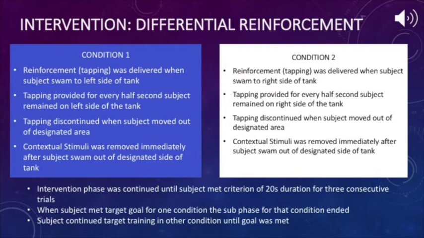During Condition 1, when the fish entered the left side of the tank, tapping was provided to the tank. Tapping was provided for every half second that the subject remained in the designated side of the tank. When the fish crossed over to the right side of the tank, no tapping was provided, and the contextual stimulus was removed. During Condition 2, the same procedure was conducted, except the target behavior was to remain on the right side of the tank. Intervention trials were conducted until the subject met the criterion of a 20-second duration for 3 consecutive trials for each condition.